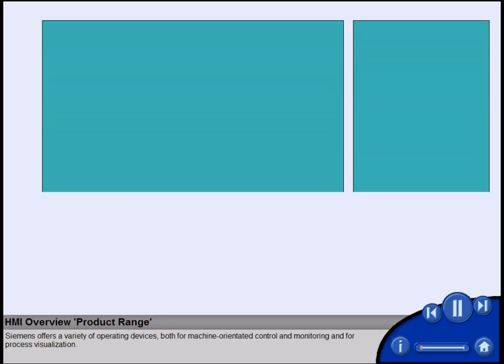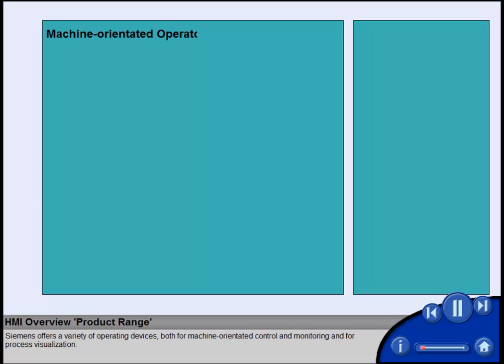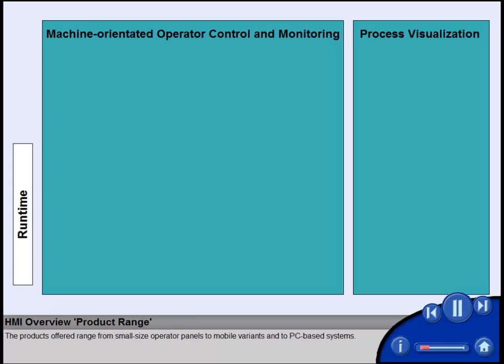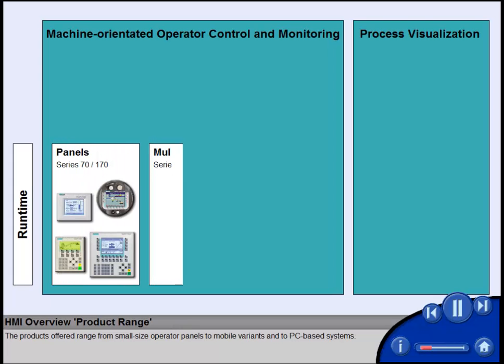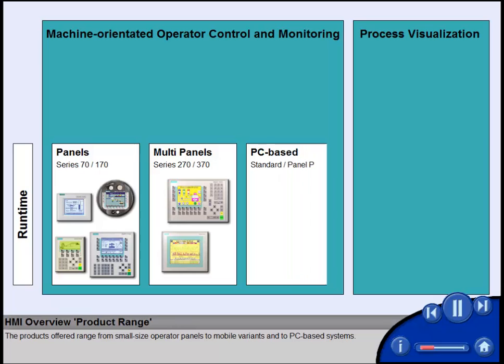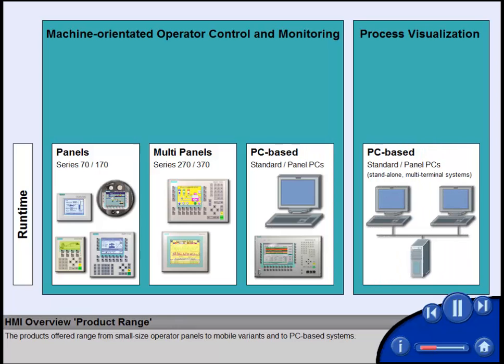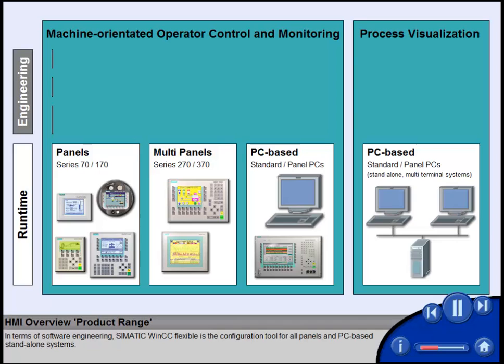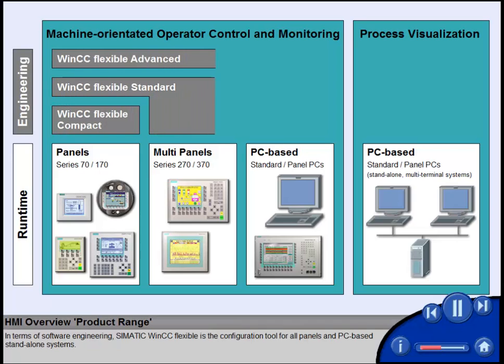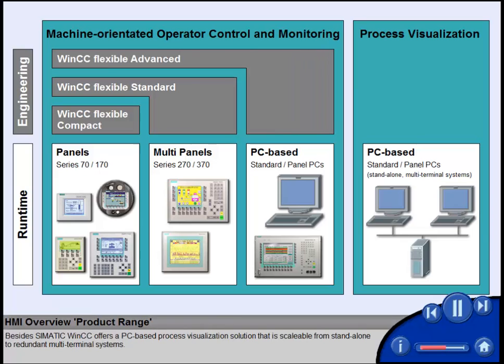Siemens offers a variety of operating devices, both for machine-orientated control and monitoring and for process visualization. The products offered range from small-size operator panels to mobile variants and to PC-based systems. In terms of software engineering, Simatic WinCC Flexible is the configuration tool for all panels and PC-based standalone systems. Besides, Simatic WinCC offers a PC-based process visualization solution that is scalable from standalone to redundant multi-terminal systems.